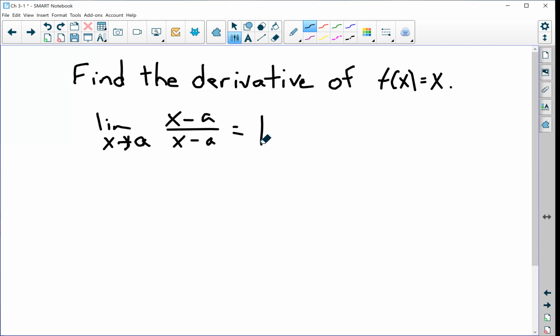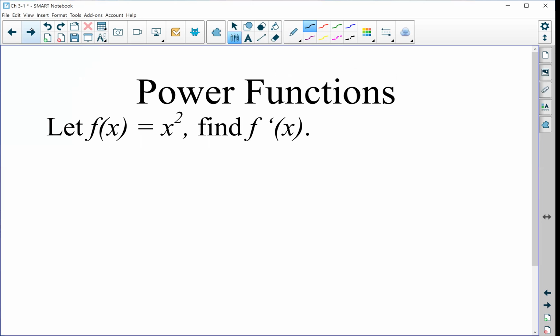Derivative of x squared will be next. I'm going to give you a hint, it's not 2. I hate to break your bubble on that one, but excuse me. All right, so for x squared.